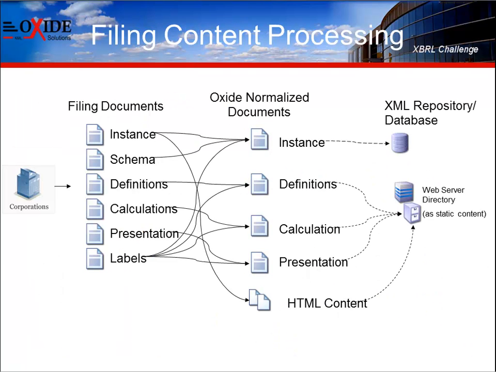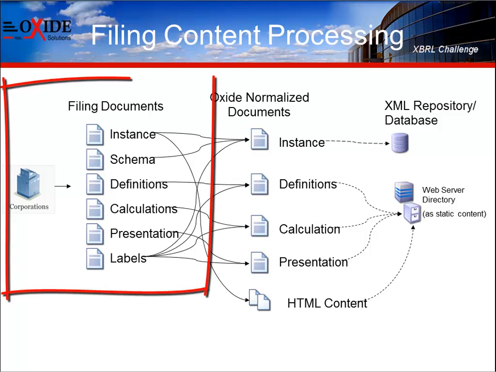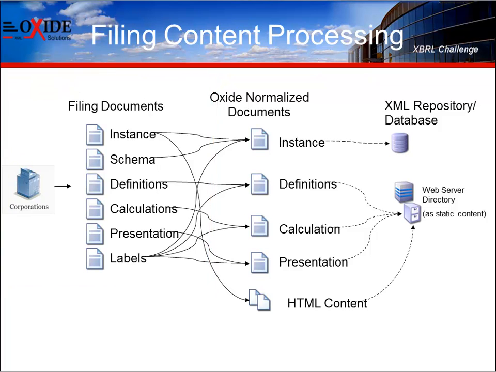One of the secrets to OXIDE's power is the way in which company filing data is sifted, organized, and stored. The standard contents of an XBRL submission include several XML documents, including an XML instance, schema, definitions, calculations, presentation, and labels. None of these documents is very useful in the form they are submitted. They each define an aspect of the submission, and not until they are normalized do they represent a consumable format.